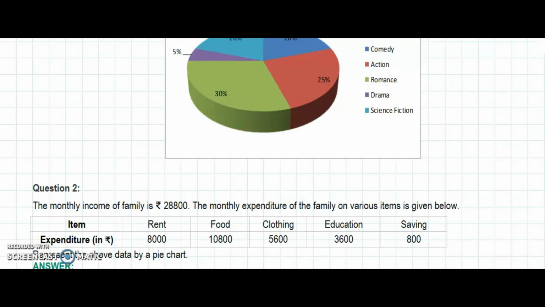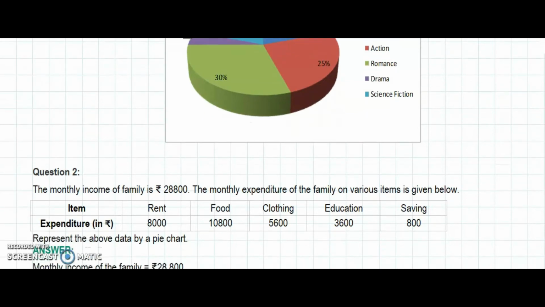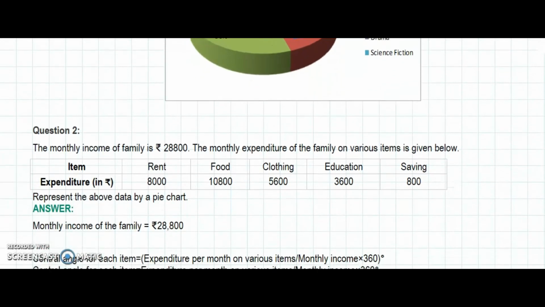Question number 2, if you can see on the screen: the monthly family income is given as 28,800. The monthly expenditure of the family on various items is given below. The items are rent, food, clothing, education, and saving. The expenditure on rent is 8,000, food is 10,800, clothing is 5,600, education is 3,600, which is very less, and saving is 800.